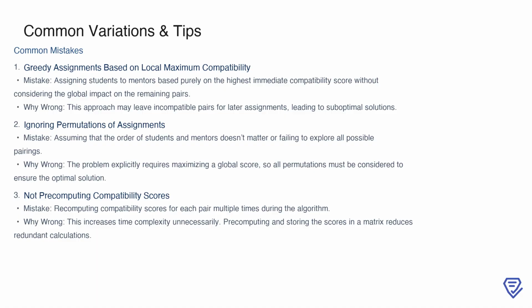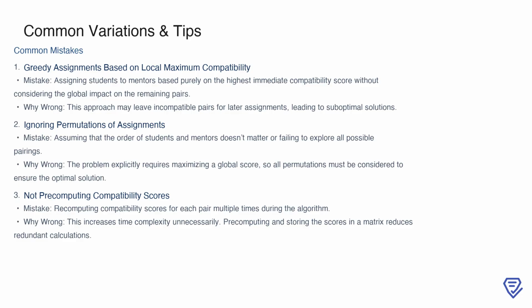First, one common error is using a greedy approach where students are assigned to mentors based purely on the highest immediate compatibility score. The issue here is that this method doesn't account for the global impact on the remaining pairs, which can leave you with highly incompatible pairs later, leading to a suboptimal solution.